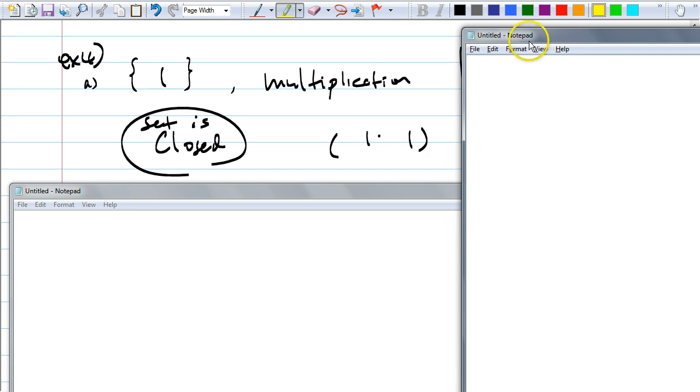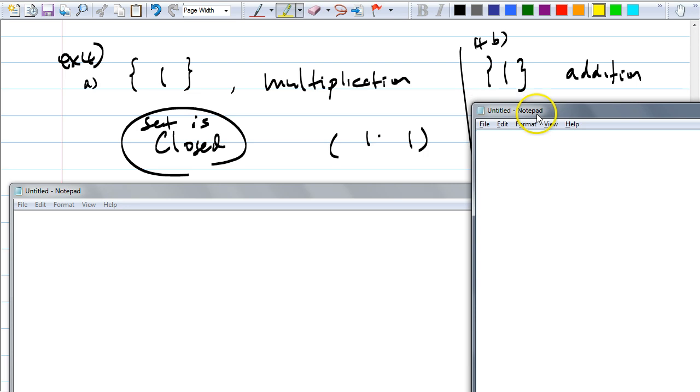All right, what about this? Example 4b. What if, instead of multiplication, I have addition? And the set is exactly the same as before. So I have 1 in the set, and the operation is addition. What do you guys think? Is the set closed, or is the set not closed? Go ahead. Don't say anything. I want you to try on your own.